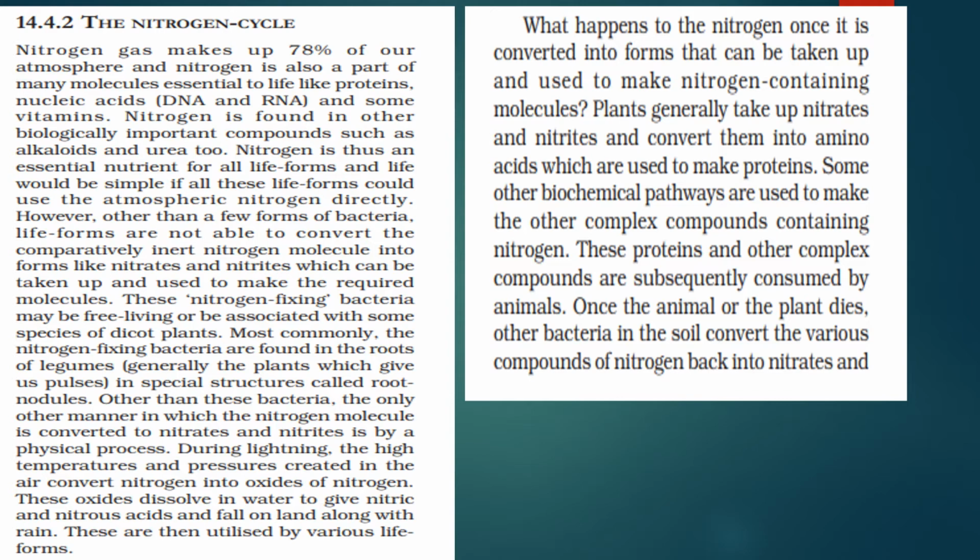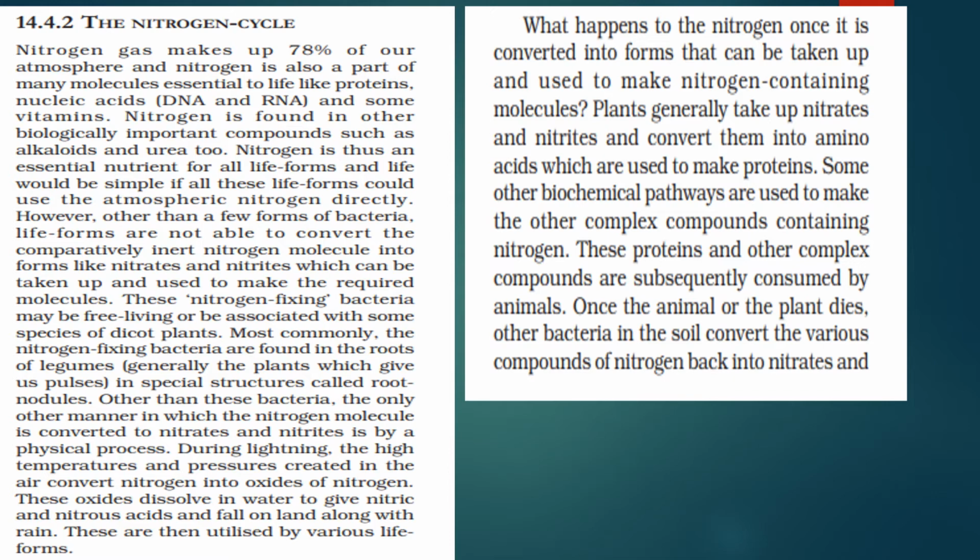So students, remember, the nitrogen cycle contains various steps. The first step is nitrogen fixation, which I have discussed with you. The second process is nitrogen assimilation. That means whenever nitrogen comes into the soil, it is taken up by the roots of the plants and converted into protein, and this process is called nitrogen assimilation.